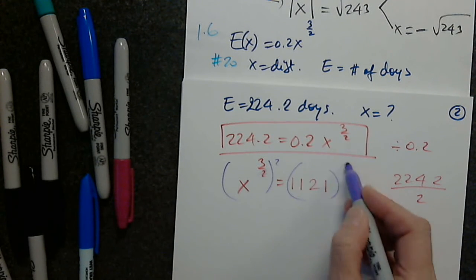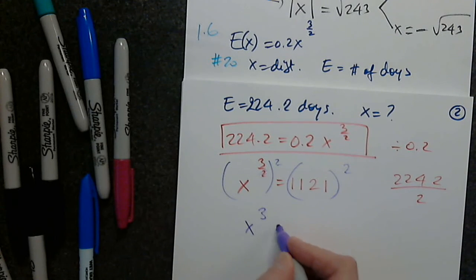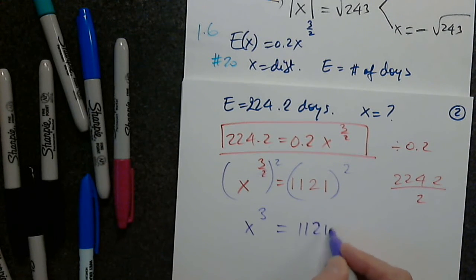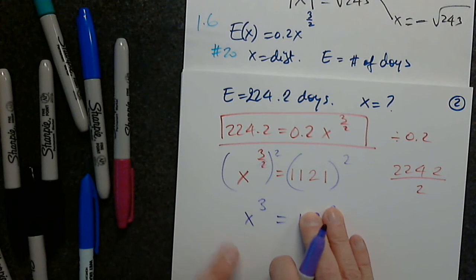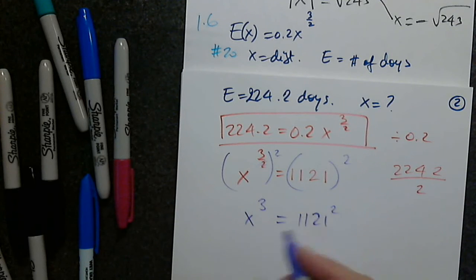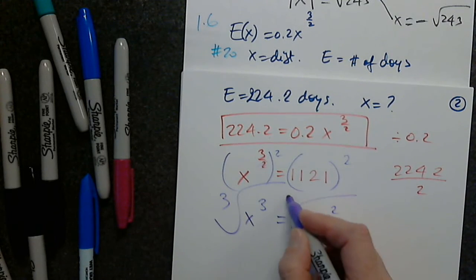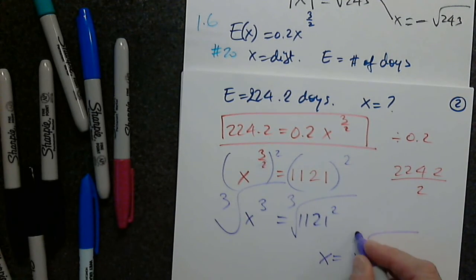Excellent. Square both sides. So then I get x to the third equals 1121 squared, whatever that number is. I don't care for it. What do I do now to get x by itself? Cube root. Yes, of course. The cube root. So then I have x equals the cube root of 1121 squared. So here's how we do this.